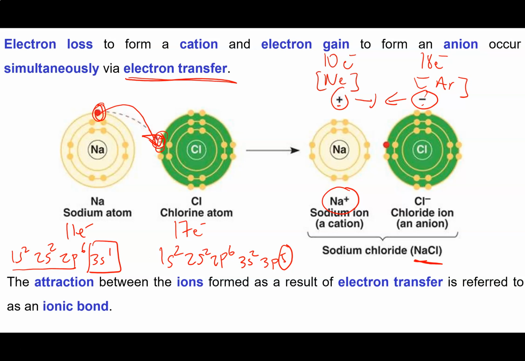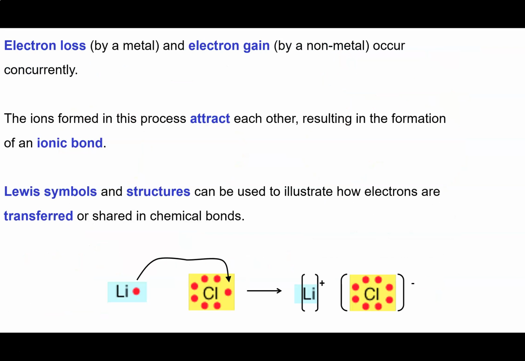So while both atoms do obtain a noble gas configuration, there's a price to pay for this. They're now stuck to one another, and that's what an ionic bond is. The attraction between ions formed as a result of electron transfer is called an ionic bond. So the take-home message here is that electron loss by a metal and electron gain by a nonmetal occur concurrently. These two atoms are near one another. The ions that get formed will attract one another because they are oppositely charged, and that will result in the formation of what we call an ionic bond.